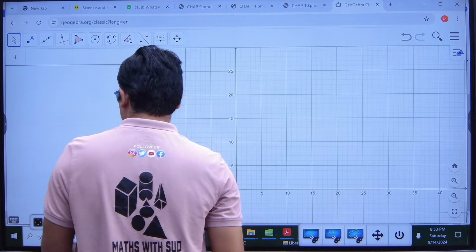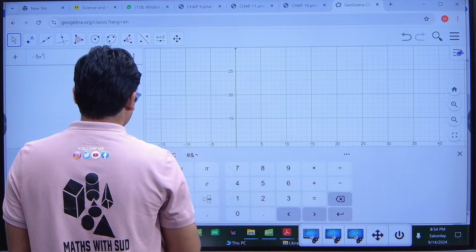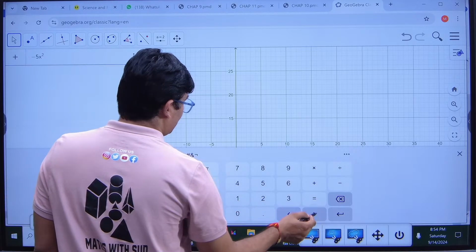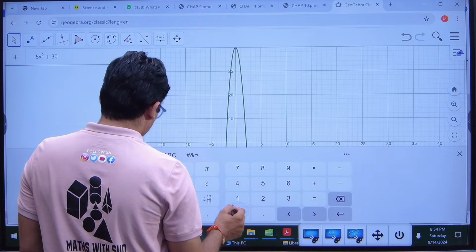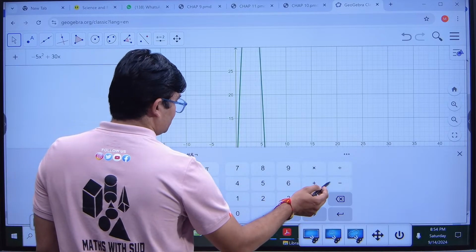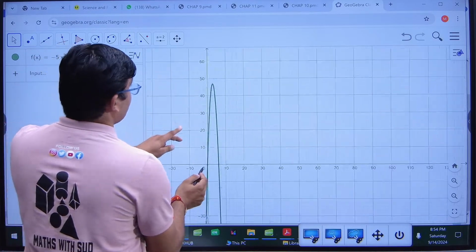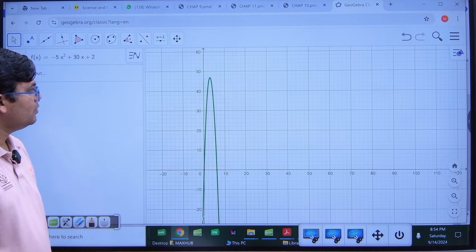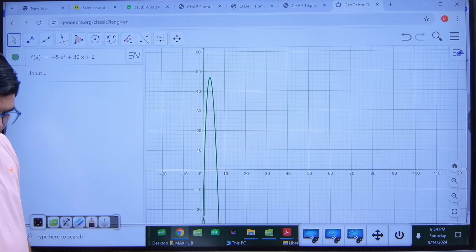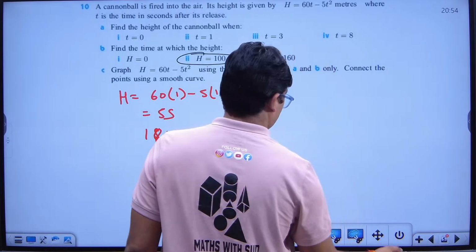So it was minus 5x square. Then how much was there? How much x? Plus 30x. Plus what, sir? Plus 30x plus 2. Can you see the graph? Yeah. This is the actual graph. Okay? Okay, sir. Shall we go ahead? Yes, sir.